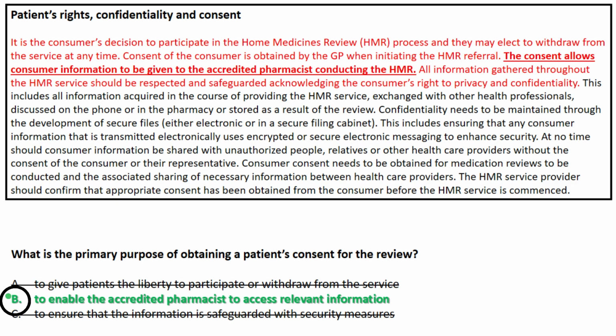In summary, option B is correct because it aligns with the paragraph's statement about obtaining the patient's consent to enable the accredited pharmacist to access the relevant information for the review. Options A and C are incorrect because they do not reflect the primary purpose stated in the paragraph. Let's look at the next question.